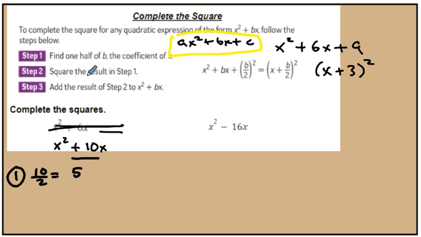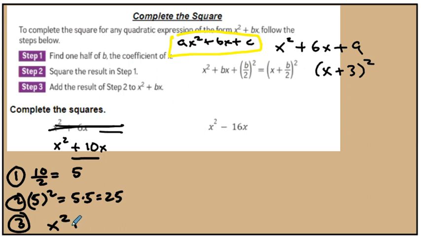Now step 2 is square the result from step 1. So I'm going to take 5 and square it, which means 5 times 5, which is 25. Then step 3 is to add the result to what I have here: take x squared plus 10x and add 25. It's always going to be positive when we do these. Now that I've shown you how to do this one, I want you to try this one. If you want to pause the video and try it, that would be great.